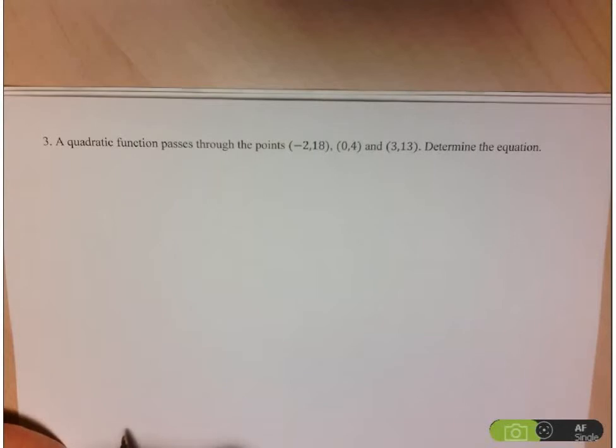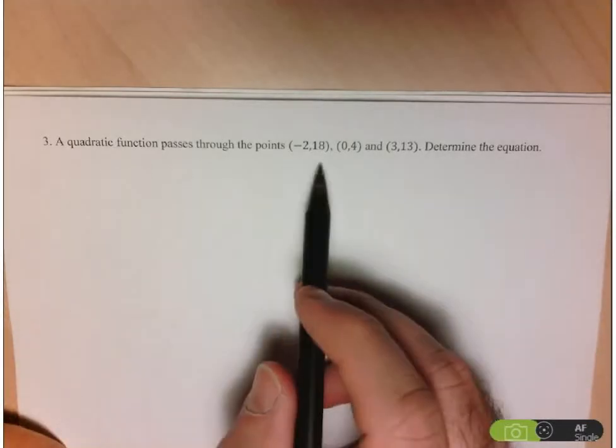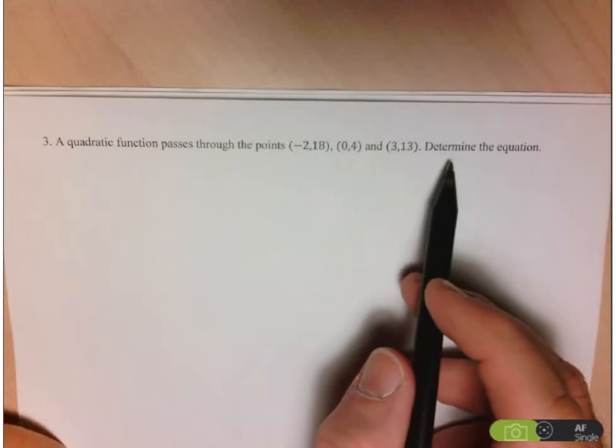Hi folks, we're going to take a look at the solutions for questions 3 and 4 from the Unit 6 Quiz 2. We'll start with question 3 here. We have a quadratic function that passes through these 3 points and we want to determine the equation.